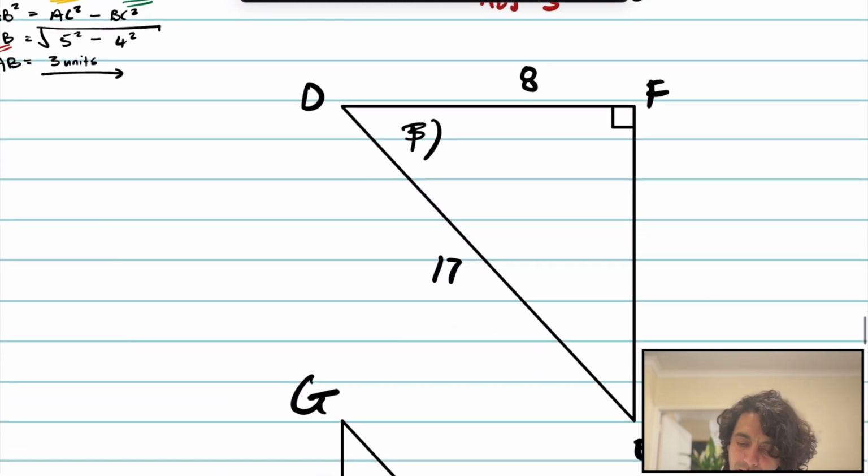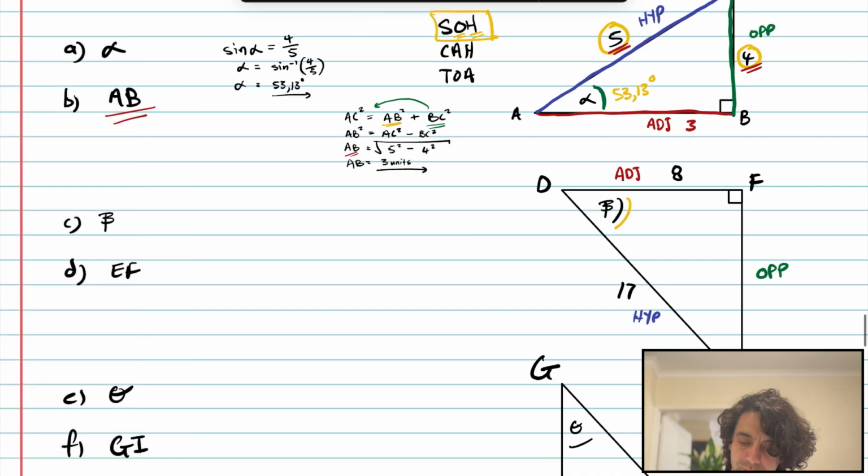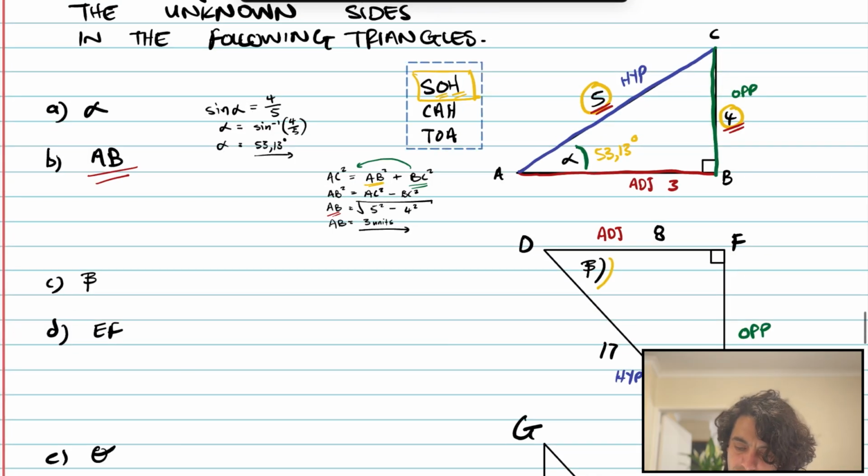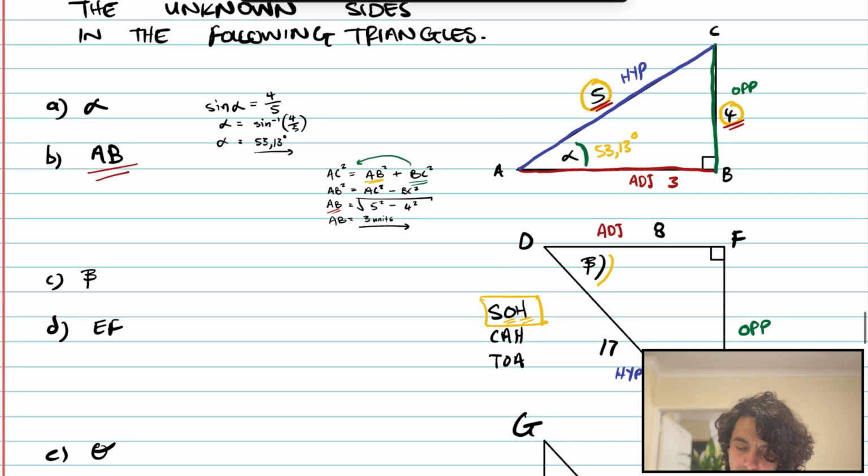We are looking at beta as our reference angle over here. From there, what information do I have? I know that FE is my opposite. My adjacent is equal to 8, and my hypotenuse is equal to 17. Okay? Write SOHCAHTOA down at the top of your page so that you can use it. All right, I want to know what beta is equal to.